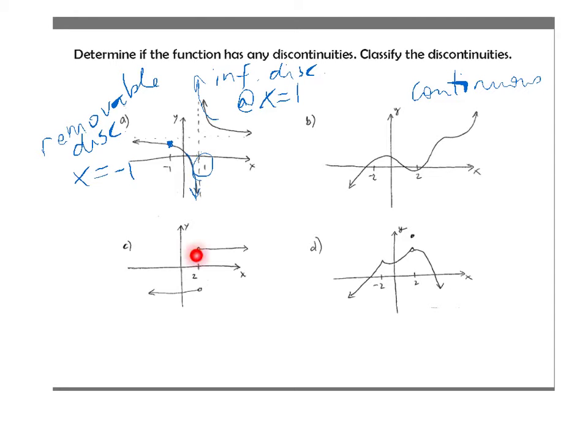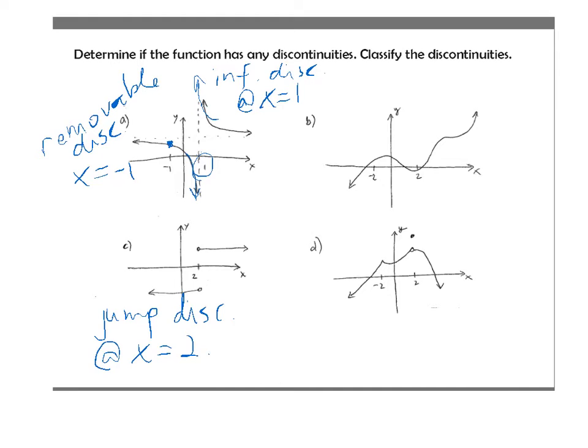Also, we know it's not a removable discontinuity, because sometimes people confuse a jump with a removable. A removable discontinuity means we could fill in that missing piece and get a continuous function. The only way to fill in the missing piece here, so that we wouldn't have to lift our pencil, is with a vertical segment. But now it's not going to be a function anymore. So that means this is not a removable discontinuity. We have a jump discontinuity at x equals 2.